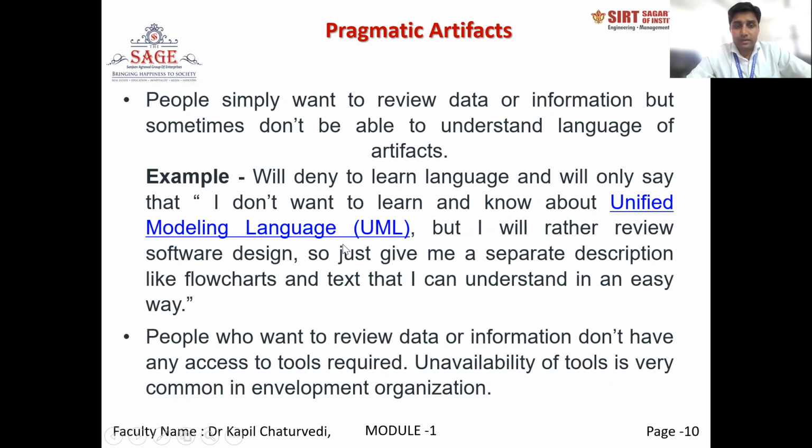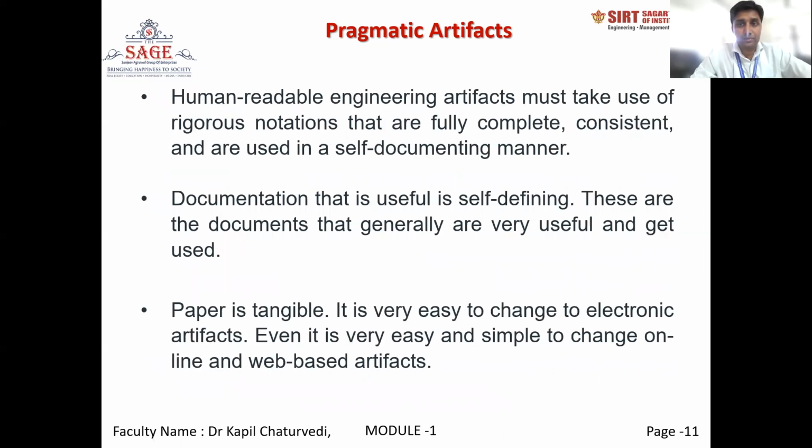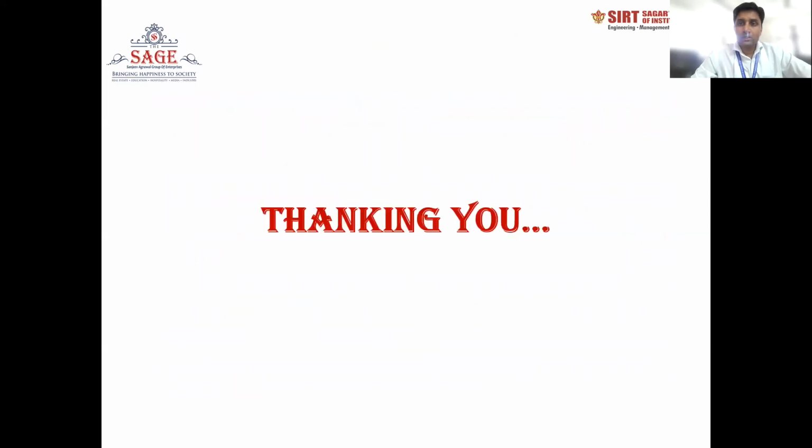Here we give an example, as we discussed, the Unified Modeling Language, UML. It means different kinds of diagrams which we have to provide with the project which we deploy on the client side, along with the documentation, so that the end user can easily understand the project working. So this is all about pragmatic artifacts. This was a small discussion about the artifact and the pragmatic artifact.